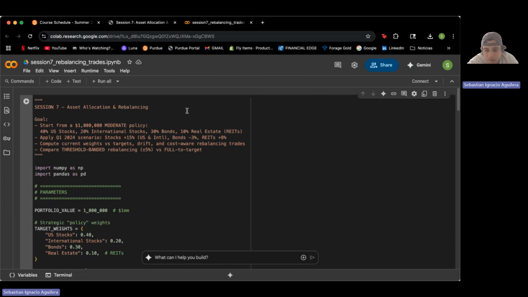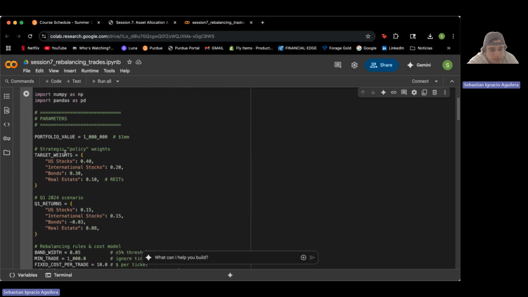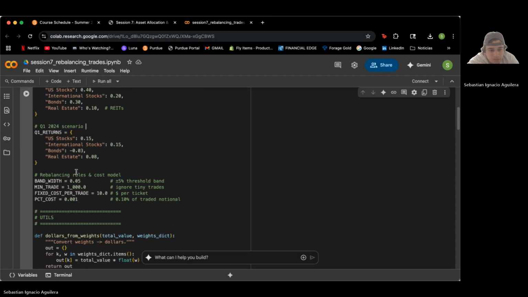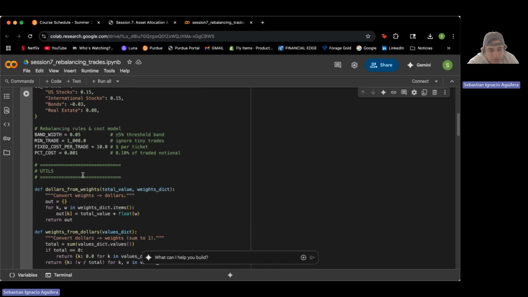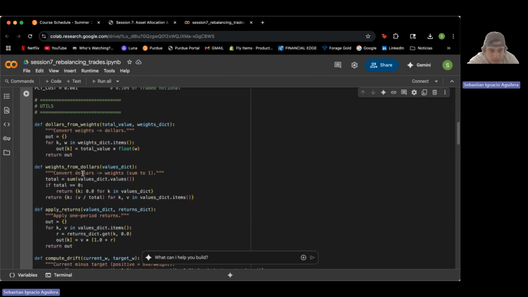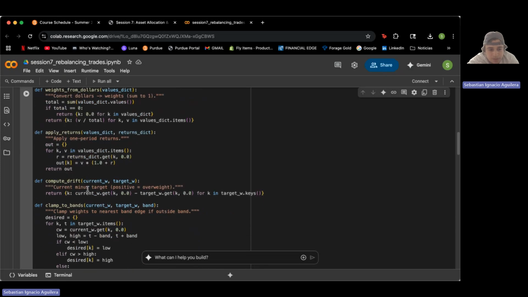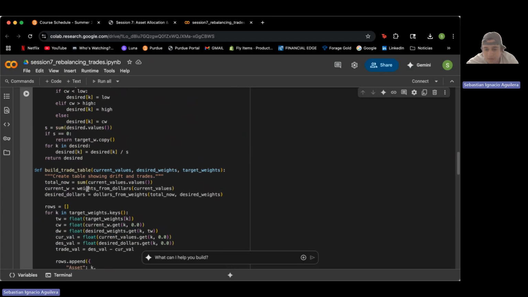So first, let's go through the code. Here you can see the strategic policy weights, the Q1 scenario, rebalancing rules and cost model, the bandwidth, min trade, fixed cost per trade, and percent cost. Then you can see the dollars from weights, the weights from dollars, applied returns, compute drift, clamp to bands, and building the trade table.